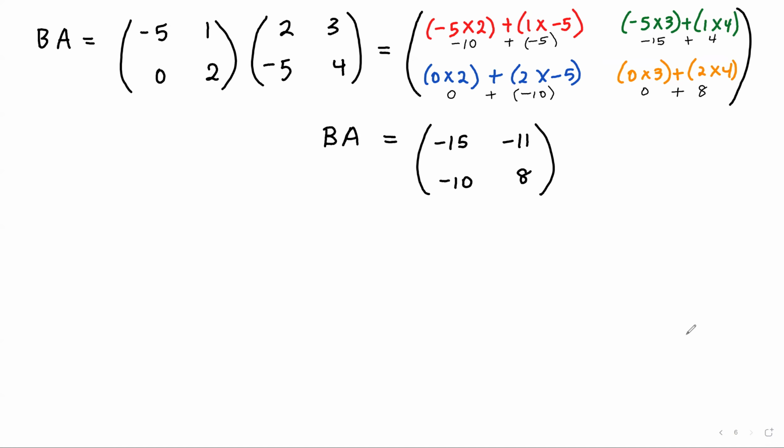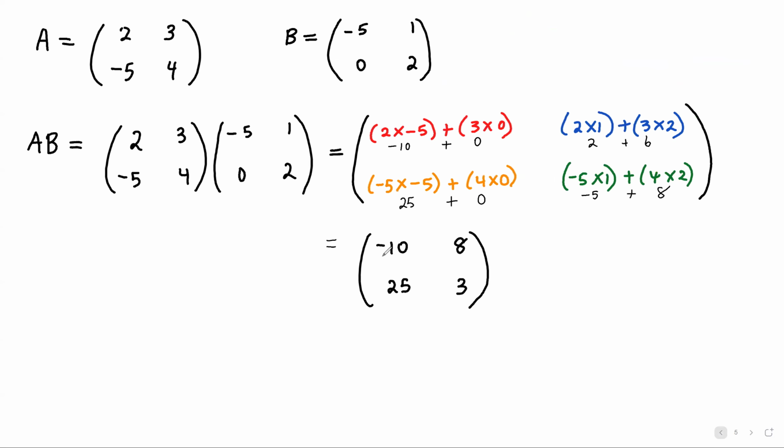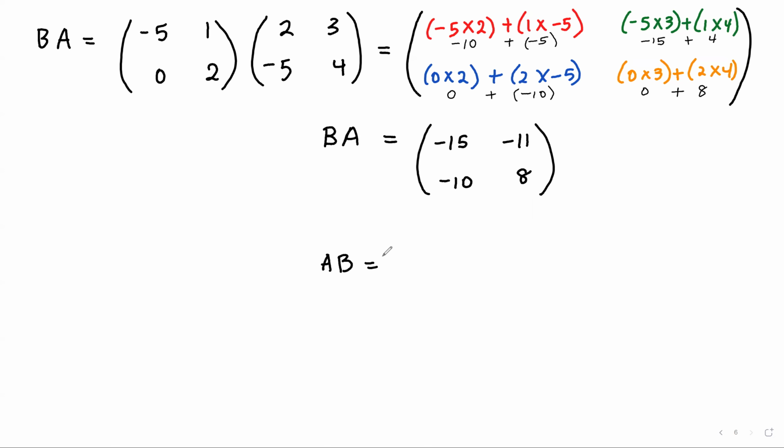And we got AB on the previous page as negative 10, 8, 25, 3. So AB was negative 10, 8, 25, 3. So as you can see, BA is not equal to AB, right? They're not commutative.